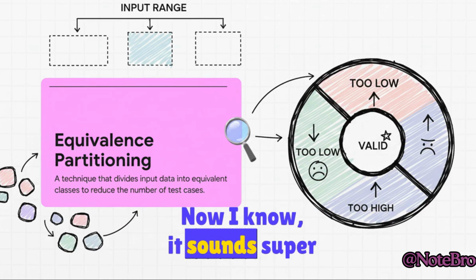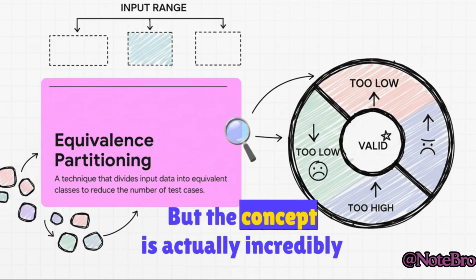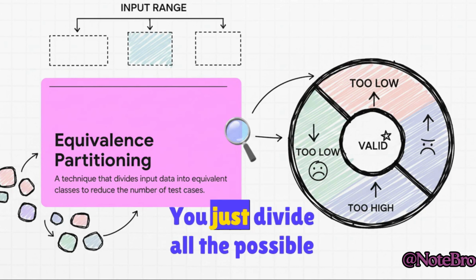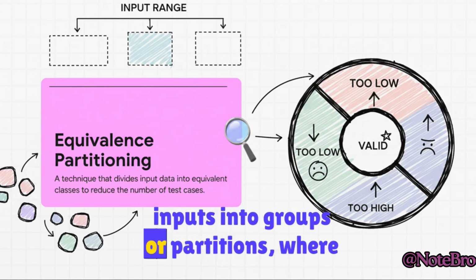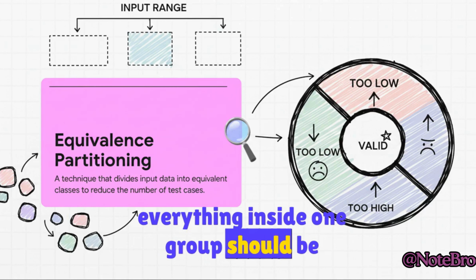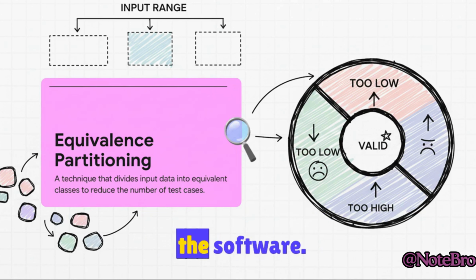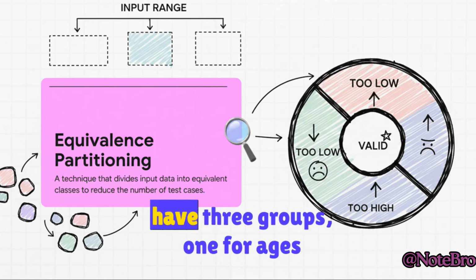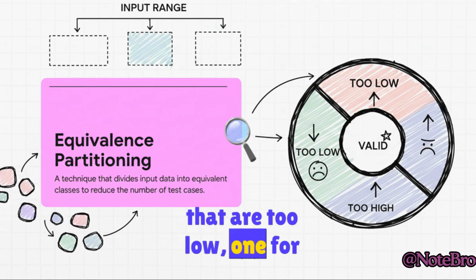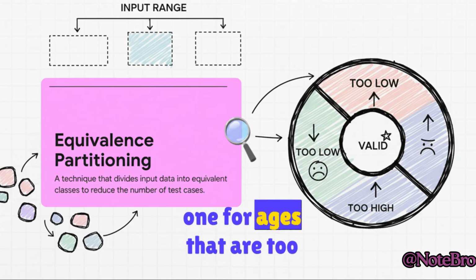Now, I know, it sounds super technical, right? But the concept is actually incredibly simple. You just divide all the possible inputs into groups, or partitions, where everything inside one group should be treated the exact same way by the software. So for our age example, you'd have 3 groups: one for ages that are too low, one for ages that are just right, and one for ages that are too high.